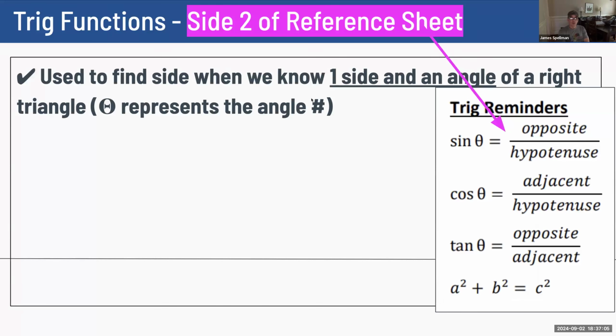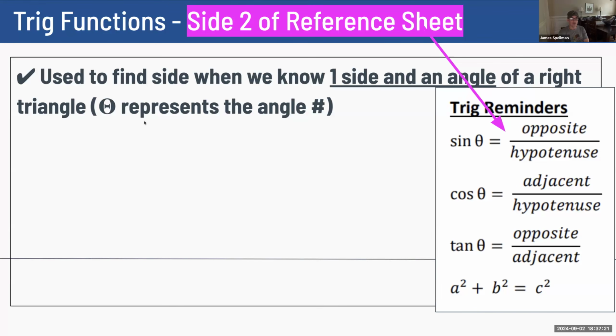So we're going to use this when we know a side and an angle of a right triangle. It has to be one angle that's not the 90-degree angle. We always know what the 90-degree angle is. And this symbol is a Greek symbol, theta, T-H-E-T-A, and it represents just the angle.